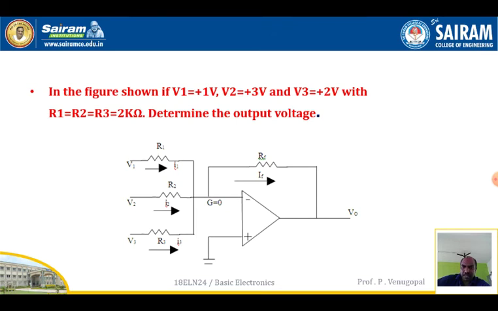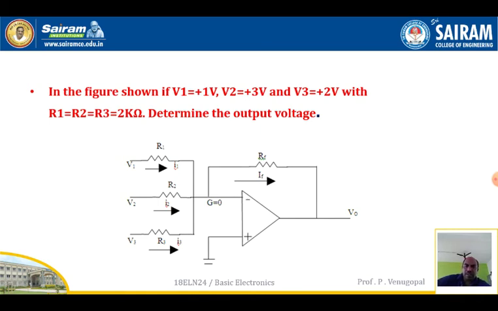the operational amplifier. So the next problem: in this figure V1 is equal to 1 volt, V2 is equal to 3 volts and V3 is equal to plus 2 volts, with the resistors R1, R2 and R3 in kilo ohms. So determine the output voltage. This is a very interesting question. You are observing the op-amp used as an inverting voltage summer, meaning the input voltages V1, V2, V3 are added up and given to the inverting terminal of the operational amplifier, and now we are going to find out V0.